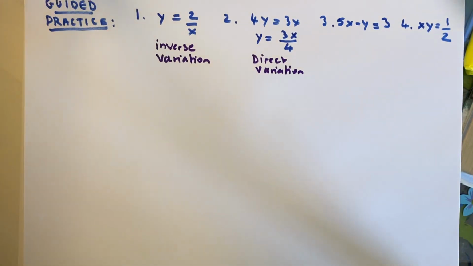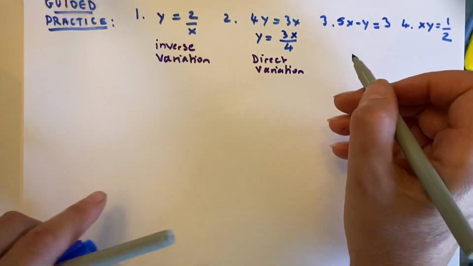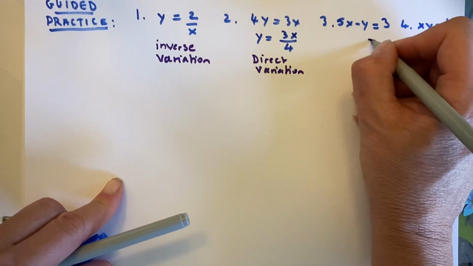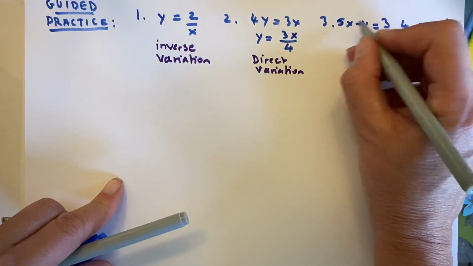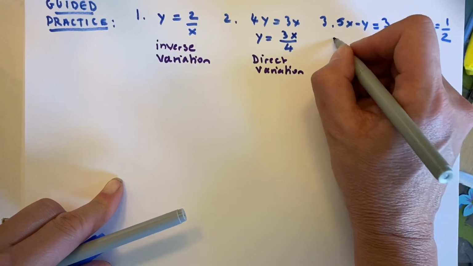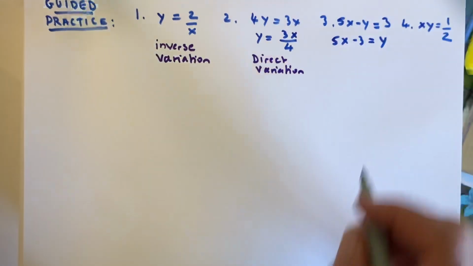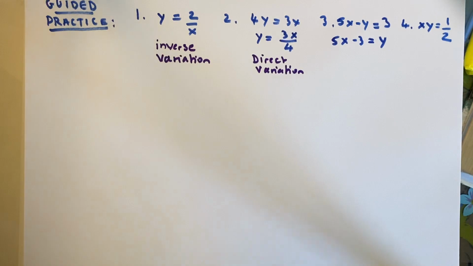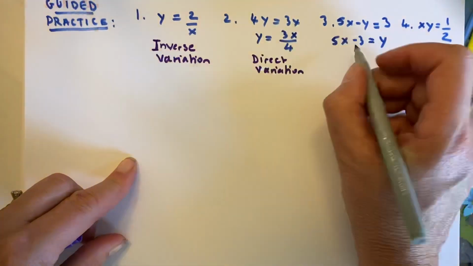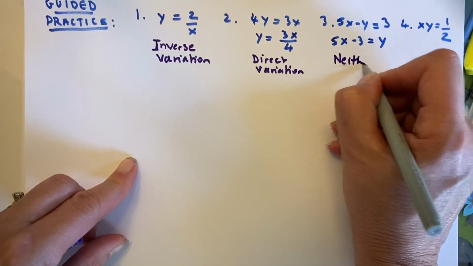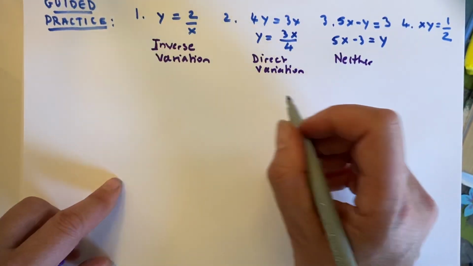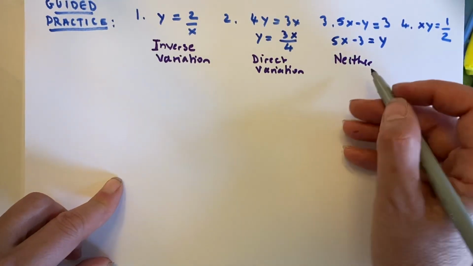Then we have 5x minus y equals 3. Put it in y equals form. I'm going to bring the y over here to make it positive, and the 3 over here and make it negative. So I'm going to get y equals 5x minus 3. I can see right away that this cannot possibly be direct variation or inverse variation. Ooh, I should have capitalized that. This is neither, because it has a y-intercept of -3 instead of 0. It's not in the simple y equals ax form.